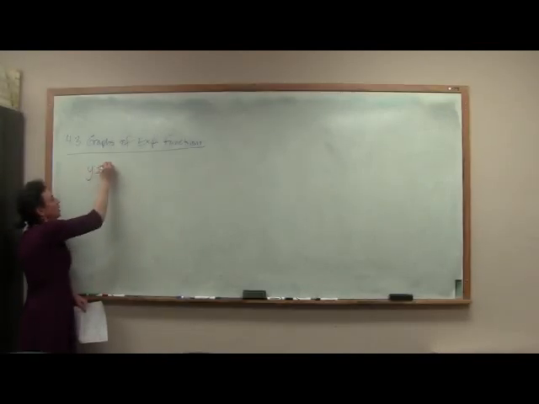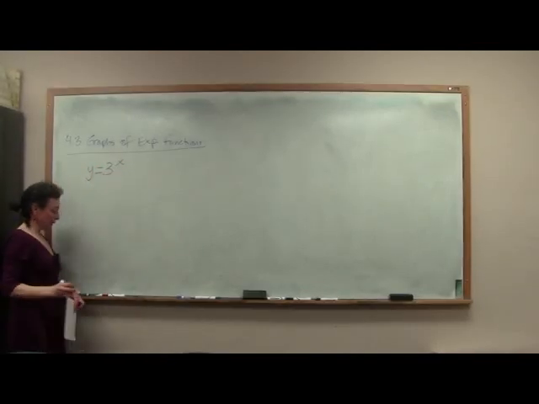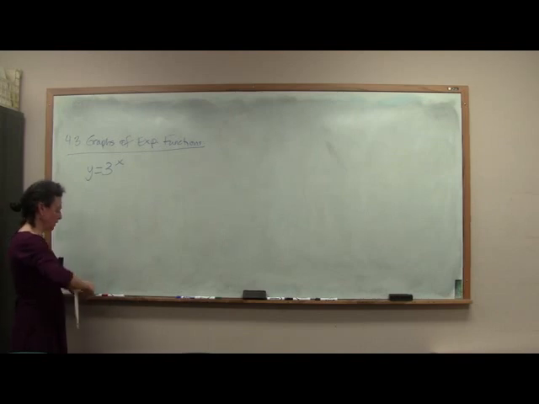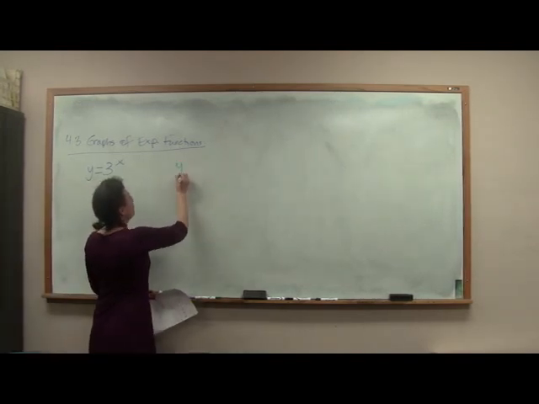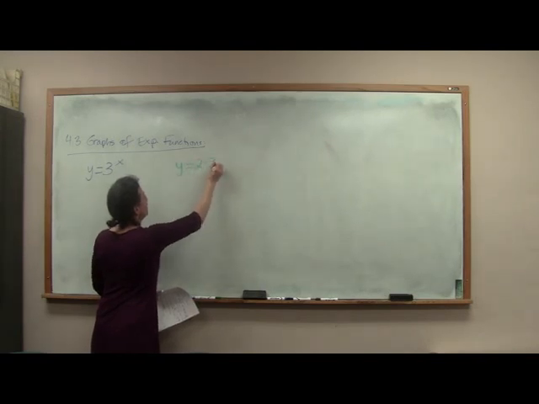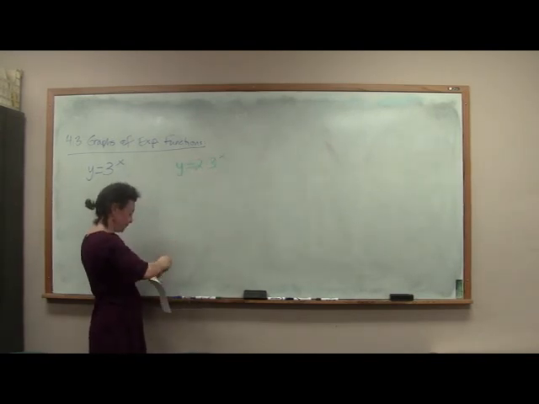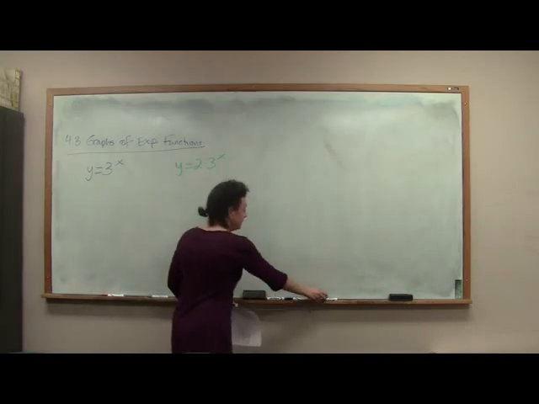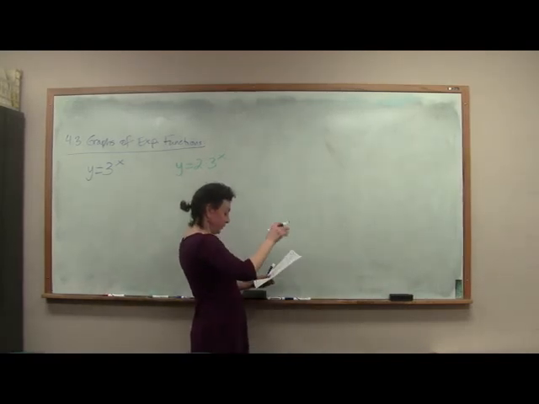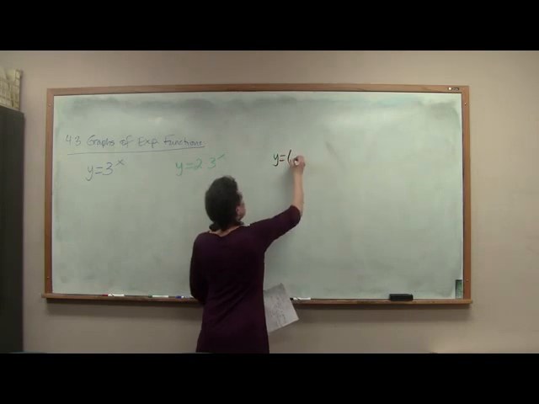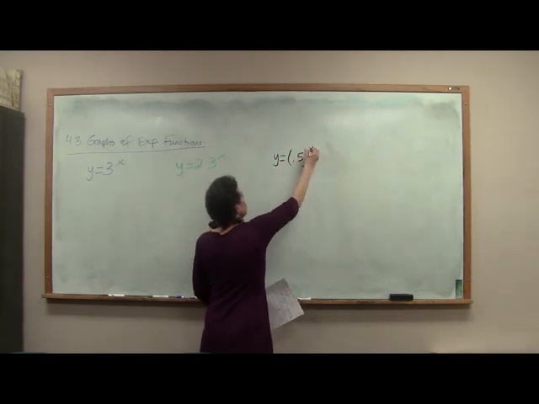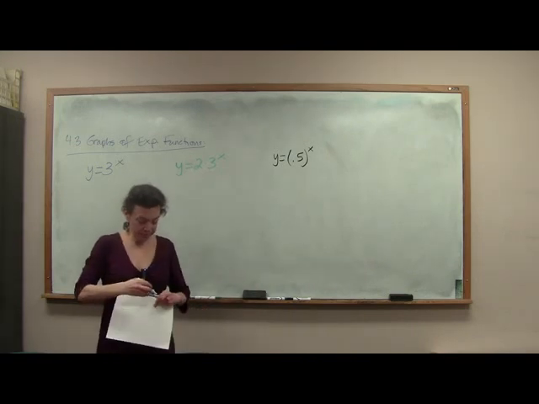So I want to graph y equals 3 to the x, and we'll do that in one color. In another color, we will graph y equals 2 times 3 to the x. And last but not least, we will then look at the graph of y equals 0.5 to the x. Okay?